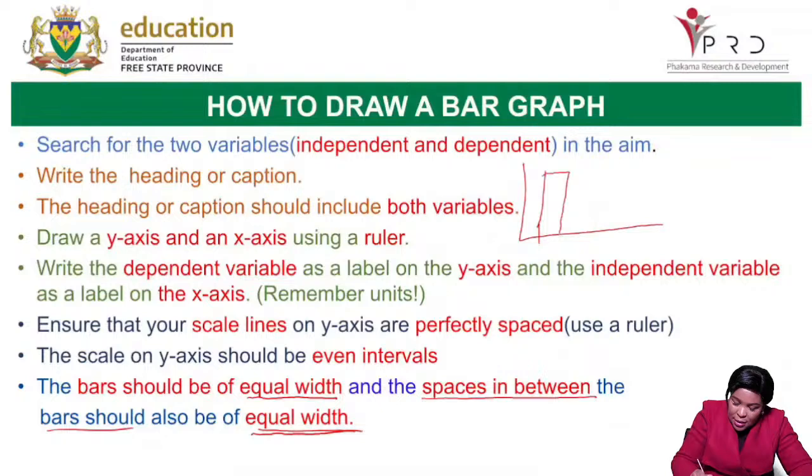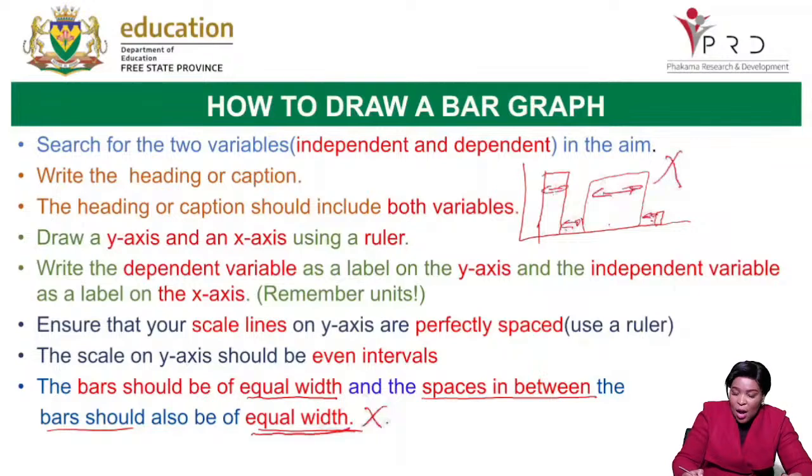You have this thick bar, and then this bar is this thick, and then you have this smaller bar. And the spaces in between the bars must be equal. The bars themselves, the width of the bars must be equal. So once we see this, you are going to lose a mark for this type of graph. Make sure that your bars are equal and the spaces between your bars are also equal.